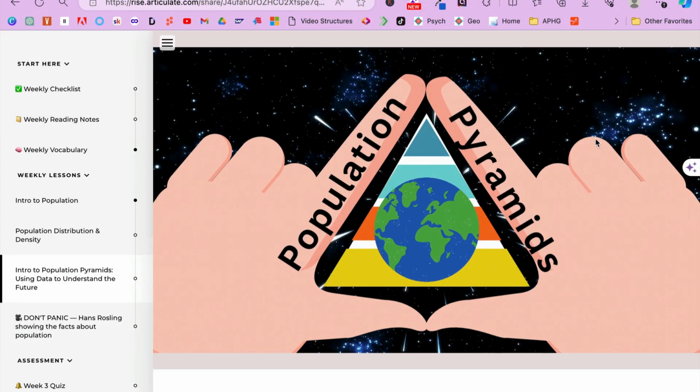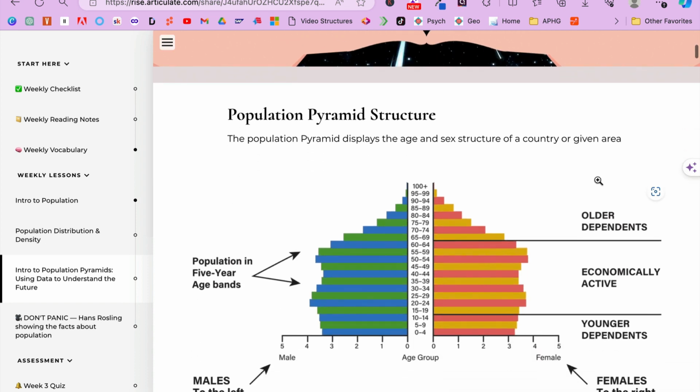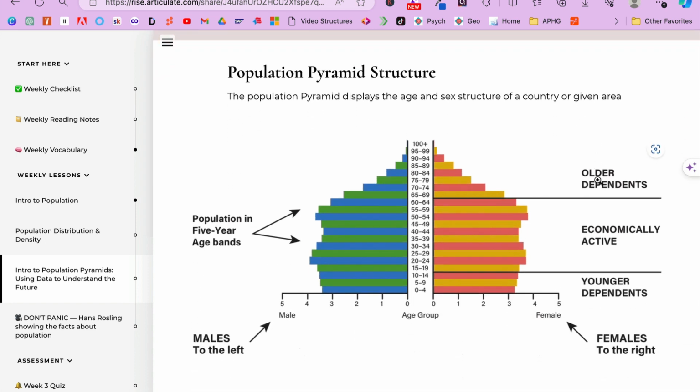So let's go ahead and start with population pyramids and look at the basic structure. A population pyramid displays the age and sex structure of a country or given area. And so you can see here to the left of this y-axis, we have males. And then over here to the right is all females.